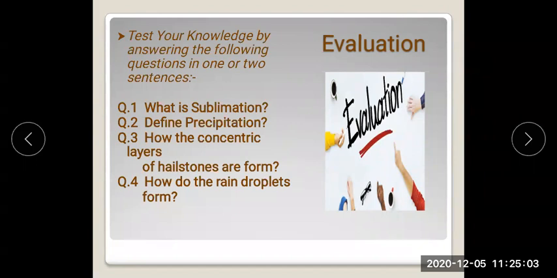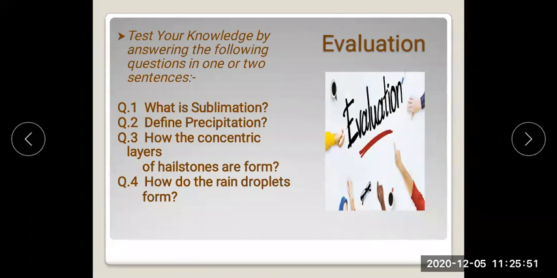So here on your screen you can see there are a few questions. There are 4 questions over there as an evaluation part. Take the screenshot, students, and solve it in your own words. Then you can take the help of this lecture or the textbook also. But first you try and then cross verify your answer. Then see the questions. What is sublimation? Define precipitation. How are the concentric layers of hailstones formed? How do the rain droplets form? These are the questions you can easily write with examples.